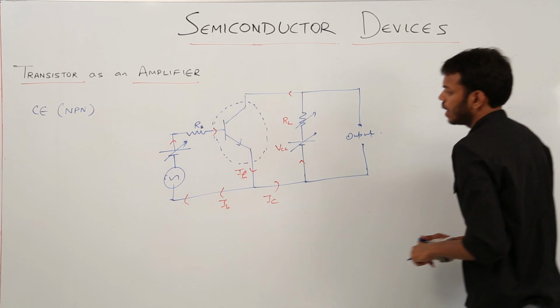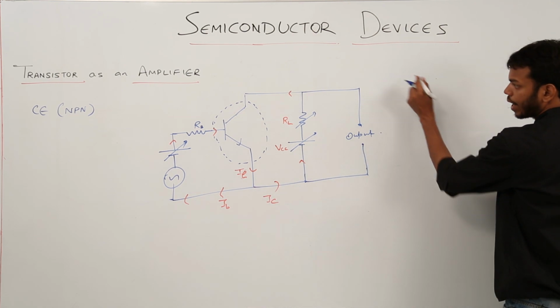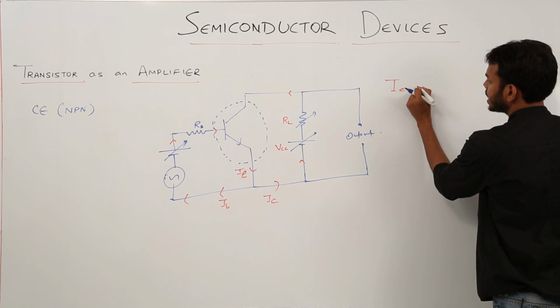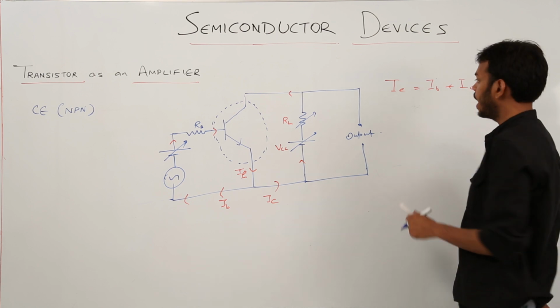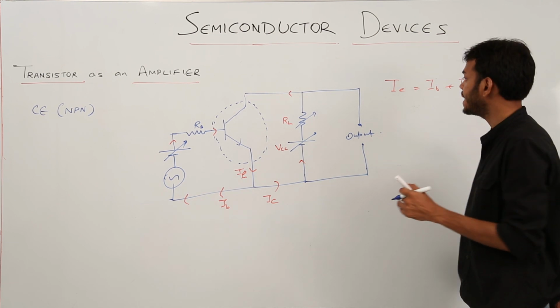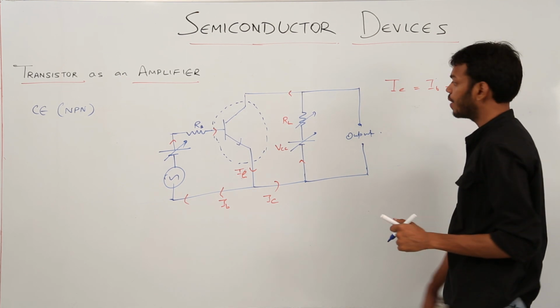Now at this junction, according to Kirchhoff's current law or junction rule, IE is equal to IB plus IC, right? Emitter current is equal to base current plus collector current. You have to keep this point in mind that collector current was 95% of the emitter current.